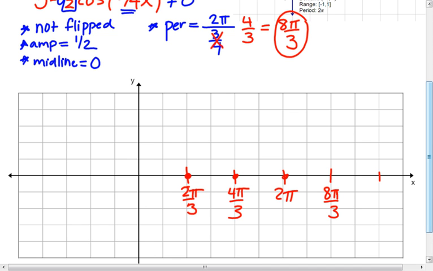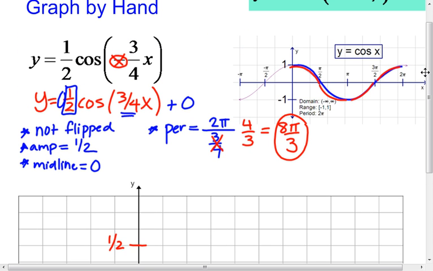Okay, then we need to label our y-axis as well. Our midline is 0. And then my amplitude is 1/2, which means I'm going to go 1/2 up from 0, and I'm just going to label this then as 1/2. So 1/2 from 0 would be positive 1/2. 1/2 down from 0 would be negative 1/2. Okay, then what I'm going to do is follow the basic shape of the normal cosine curve and use this same pattern.